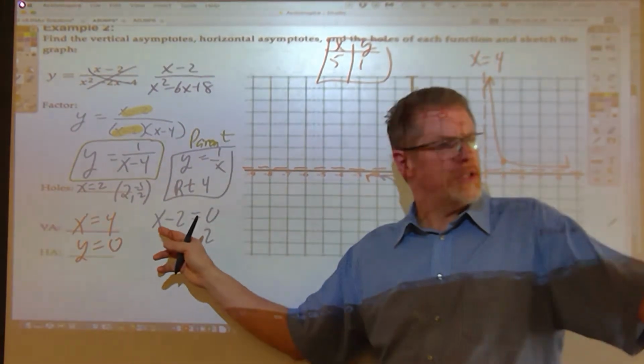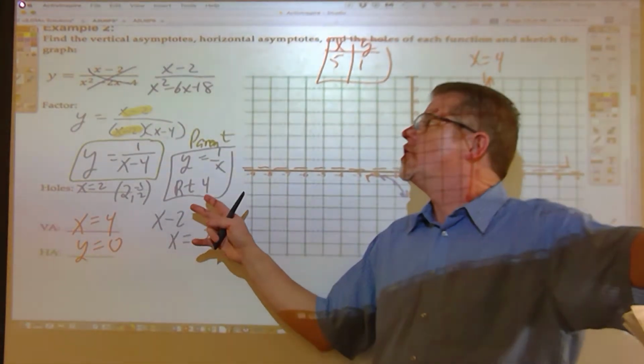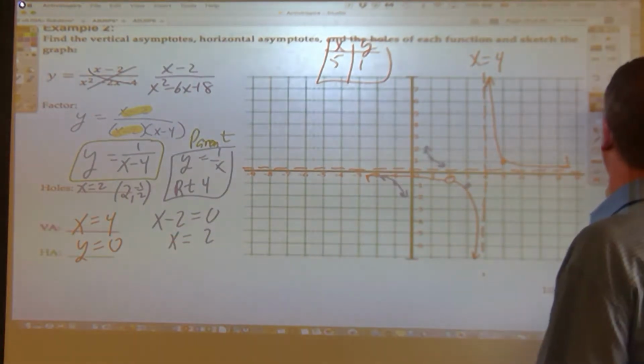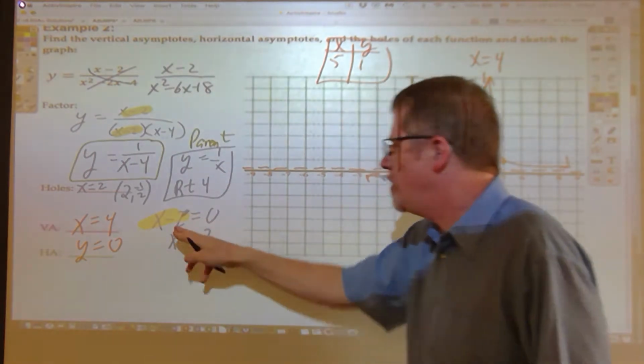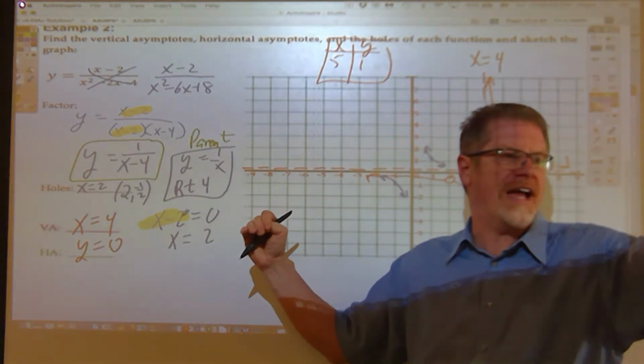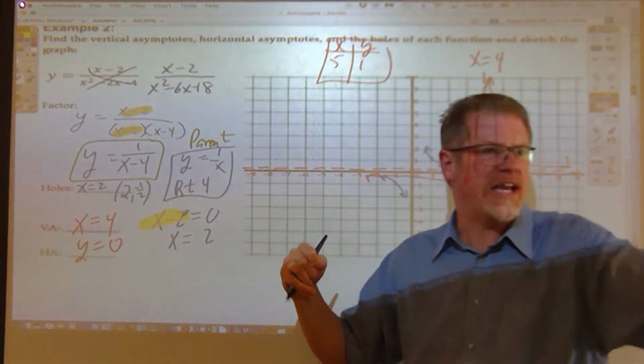This is where we showed the word. Did you copy down this word too? Yeah, I did. See what we did to the highlighted factor? This might help. Check this out. Always set the highlighted factor equal to 0 and solve for x. That's how you find the x coordinate of the hole.